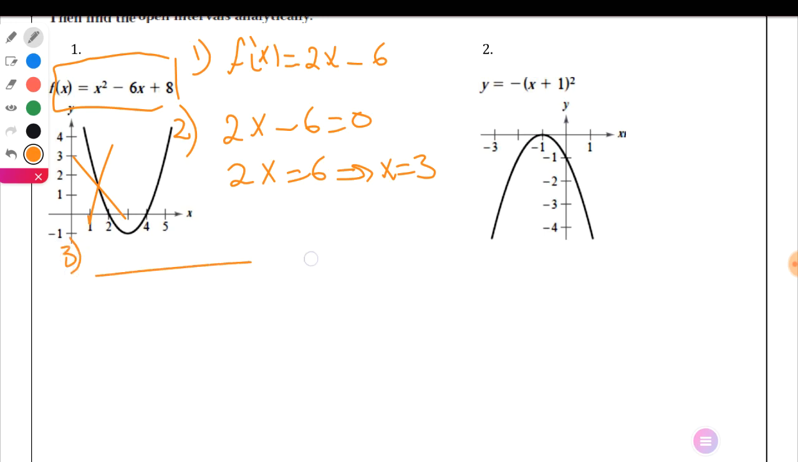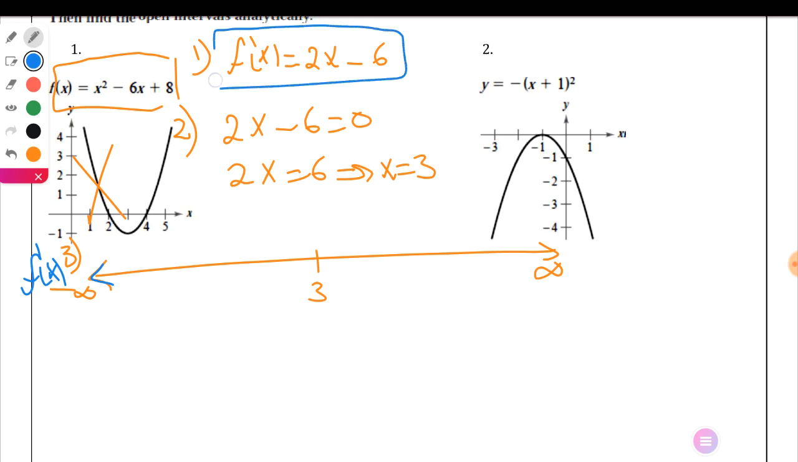Third step, as you see here, I write this. Then write here 3. The critical number divides the number line into 2 intervals. Here I choose values. Here this line is for what? First derivative. This line for what? First derivative. Clear? I use the first derivative test. This means I have to use the derivative only.